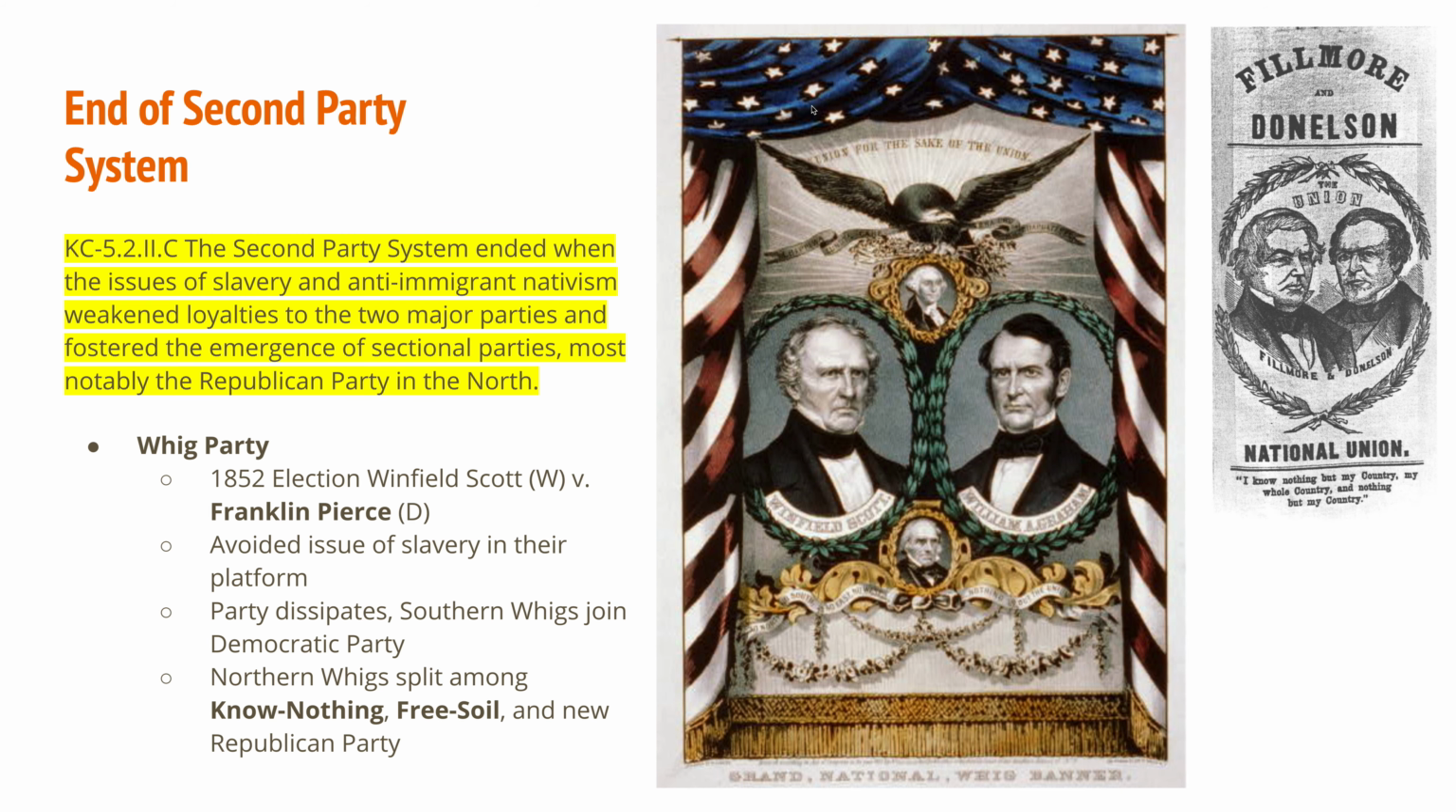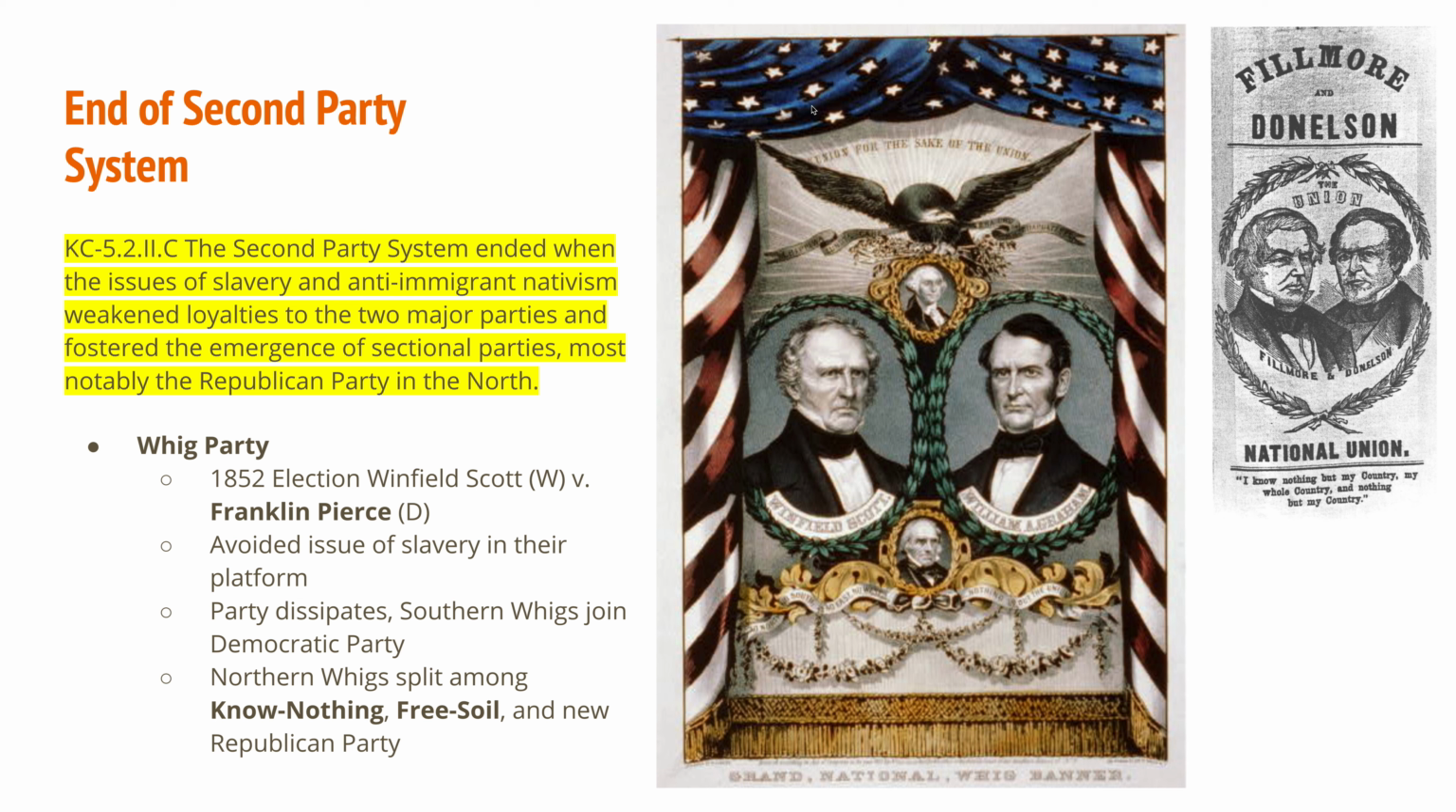All right, so here's the next key concept. The second party system ended when the issue of slavery and anti-immigration nativism weakened loyalties to the two major parties and fostered the emergence of sectional parties, most notably the Republican Party in the North. So the Whig Party is the one that's going to die out, leading to the end of the second party system. The last presidential election that they run in is in 1852. They run Winfield Scott, who had been a general during the Mexican-American War, against the Democrat Franklin Pierce.